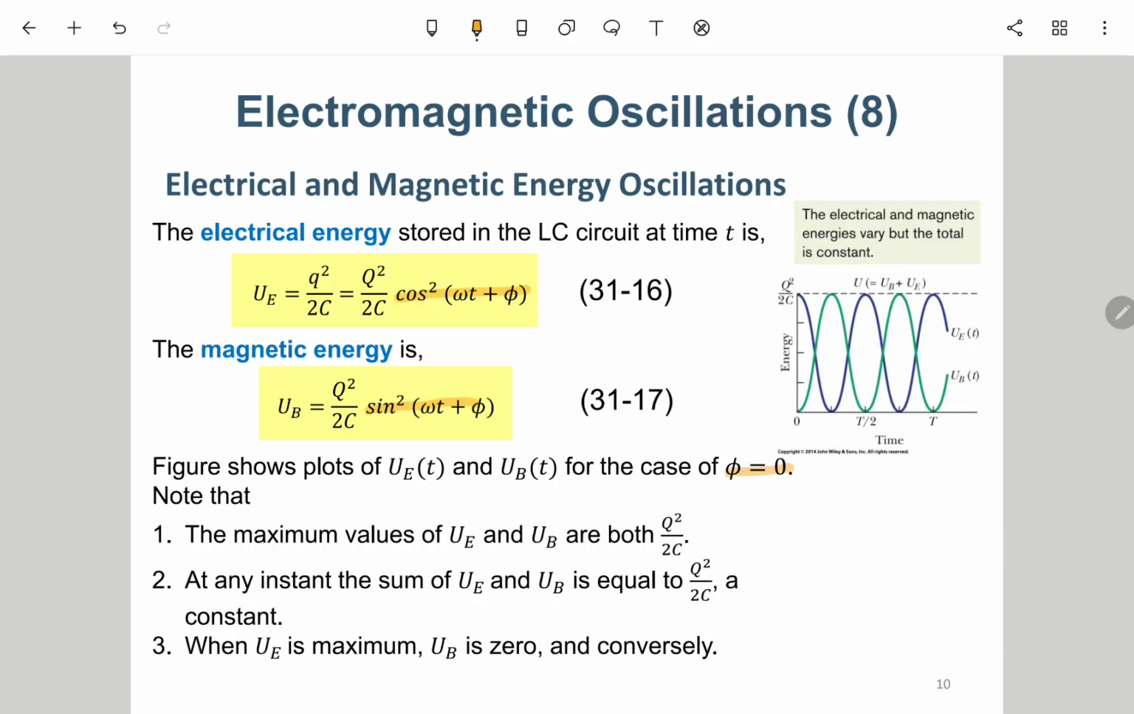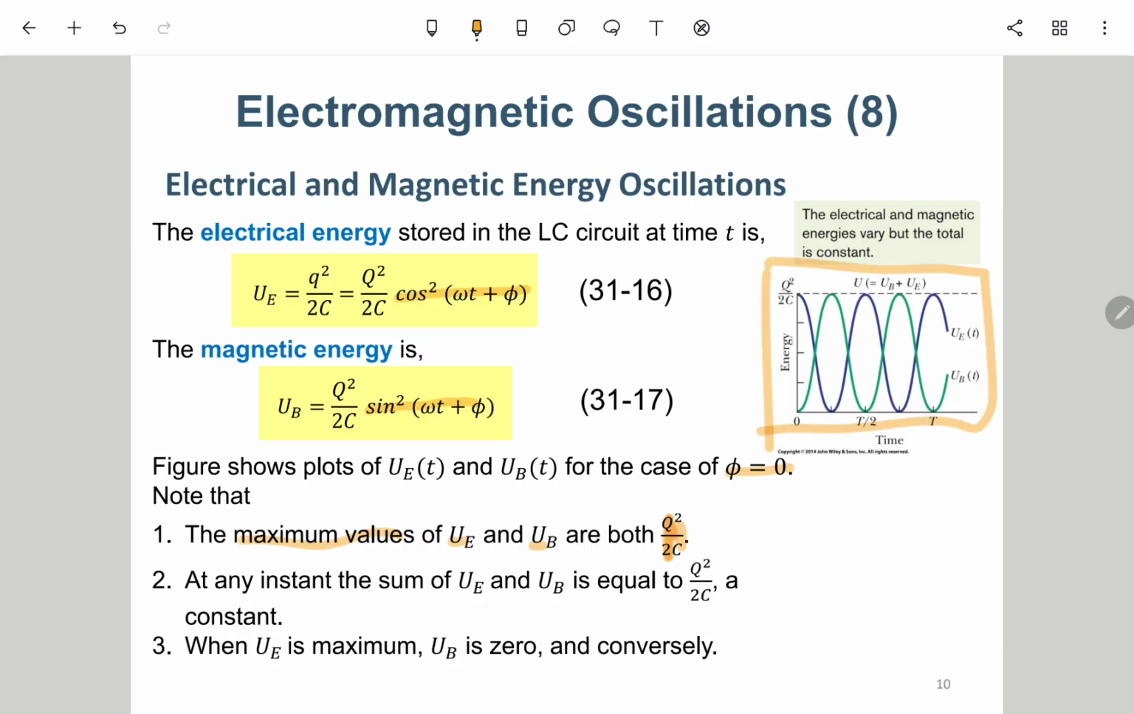to make things easier. The first observation is that the maximum values of UE and UB are both q squared over 2C, because the range of sine and cosine is between -1 and 1. Taking the square makes the maximum value of sine squared or cosine squared equal to 1, so both have a maximum value of q squared over 2C. At any instant the sum of UE and UB equals q squared over 2C, because sine squared plus cosine squared is equal to 1, so a constant. But when UE is maximum, UB is 0, and conversely. This is actually this figure.